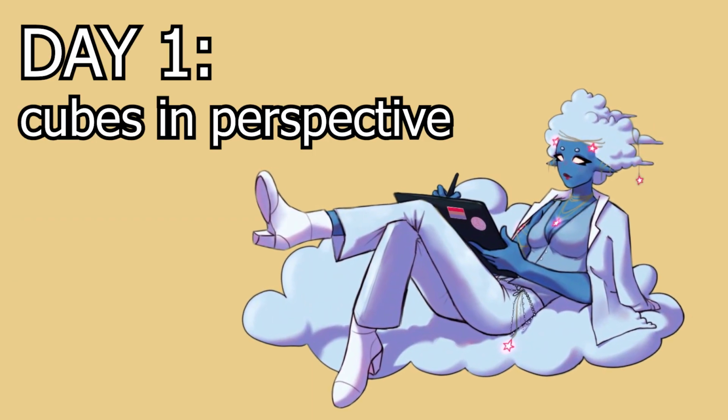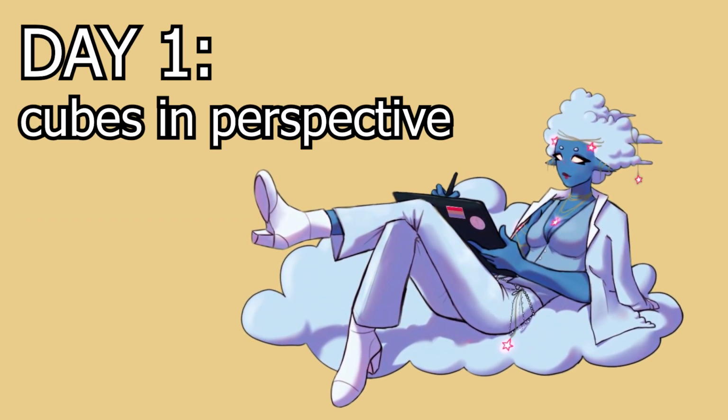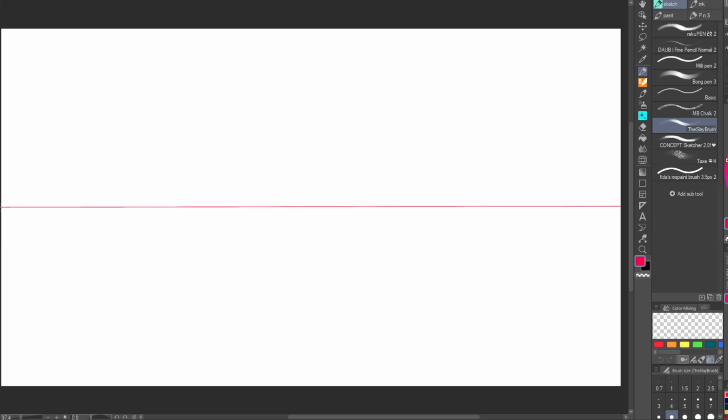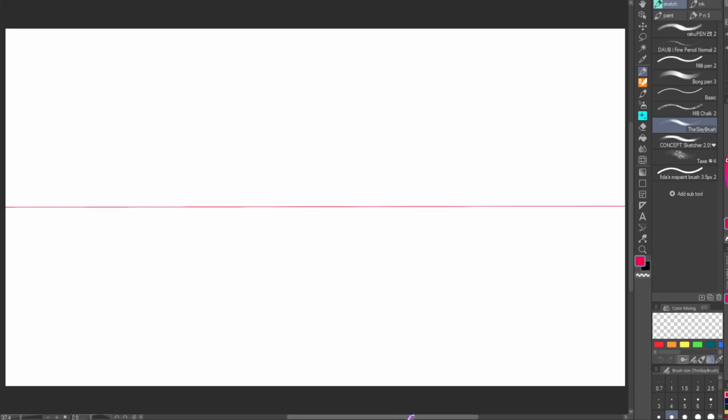Day number 1, practicing cubes in perspective. For your first day, we're starting off easy. Using a ruler, draw a horizon line. Mark a dot on the horizon line around the center. This will be your one vanishing point. From the vanishing point, still using a ruler, draw converging lines. These will be your perspective grid.